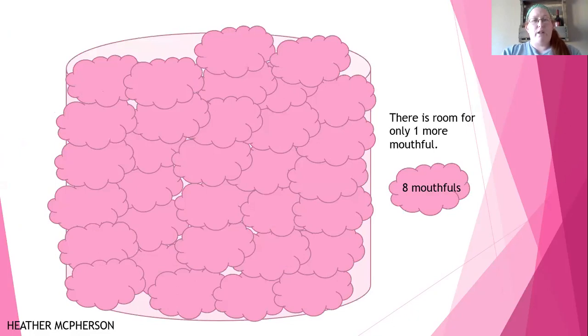I represented using clouds, and each cloud represents 8 mouthfuls or 1 gill. So there are 32 gills in this container, but there's room for only one more mouthful. So it's not overflowing, it's not completely filled to the rim. So you can add one more mouthful and it'll be completely full.